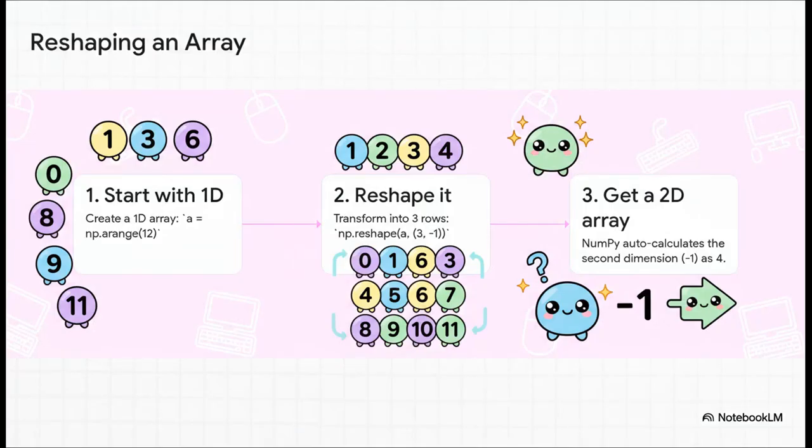Now, changing the shape of an array is something you'll do constantly. Here's a great example. We start with a simple, flat, one-dimensional array with numbers from 0 to 11. Then we use reshape. And here's the cool trick. That -1, what this does is it tells NumPy, hey, I want 3 rows, you figure out how many columns that should be. And NumPy automatically calculates that it needs to be 4 columns. It's such a handy little feature.